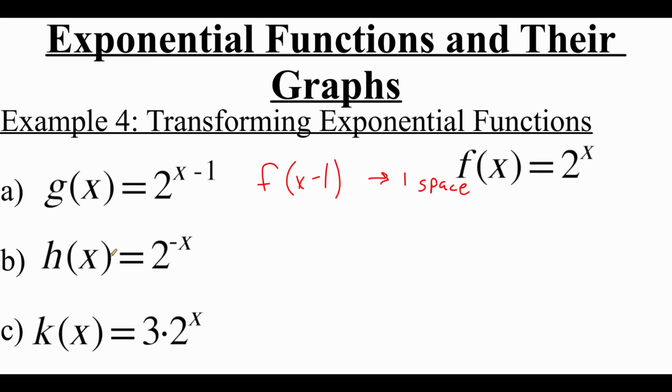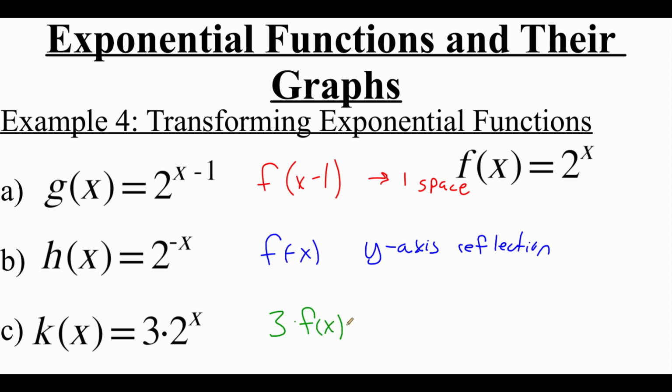Now as we take a look at our next one, h of x equals 2 to the negative x, we can think about that as f of negative x. And because we're putting that negative directly on the x, then that's going to be a y-axis reflection. And for our last one, for k of x, we've got 3 times 2 to the x. So we can think about this as 3 times our f of x function, which makes this a vertical stretch by a factor of 3.